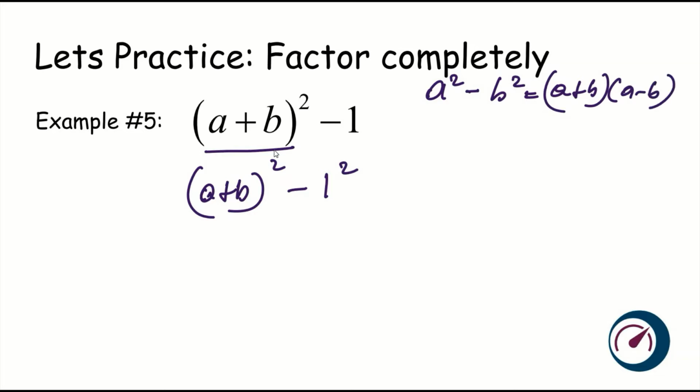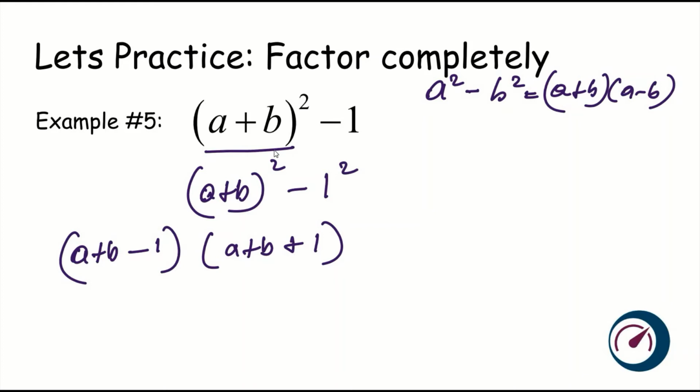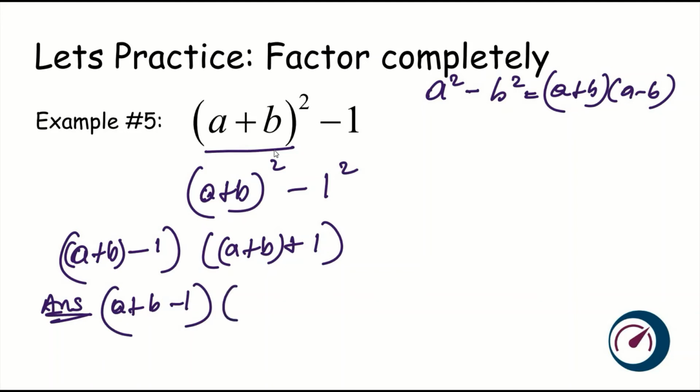So hence, all of this, treat a plus b as our a term. So our factors would be a plus b minus 1 and a plus b plus 1. Those are our two factors. And you could put an inside bracket if you want to, or not. So our answer could be written as that, or a plus b minus 1 times a plus b plus 1.